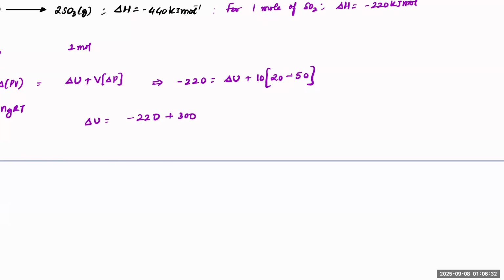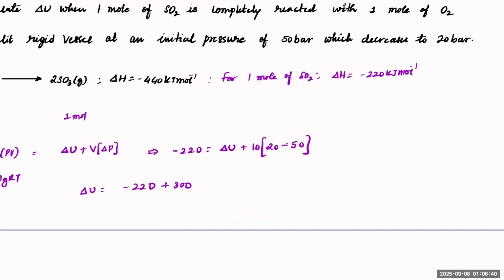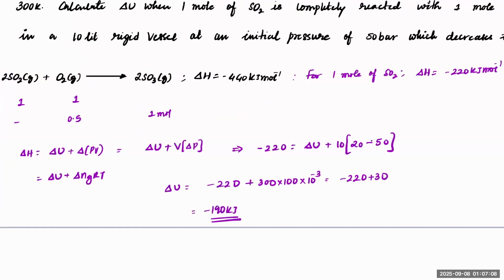Okay, clear. And this is given in what? Liters and bar units, isn't it? Liters and bar units, if you have, how do I convert that into joules? By multiplying that with 100. And how do we make it in kilojoules? By multiplying that with 10 raised to the power of minus 3. So what do we have? Minus 220 plus 30. This is what we have. So how much are we getting? Minus 190 kilojoules is the final answer. Check.